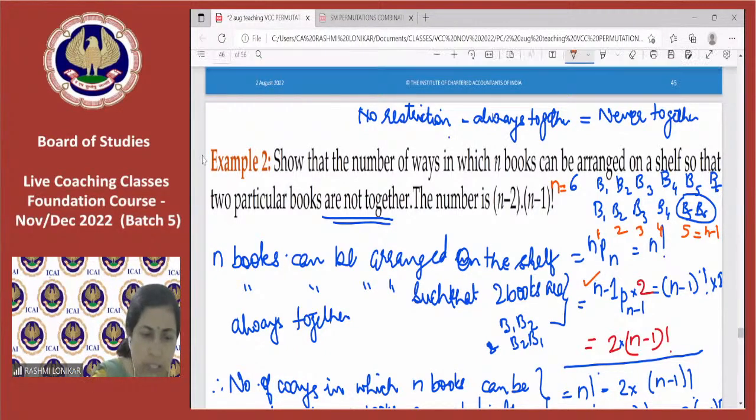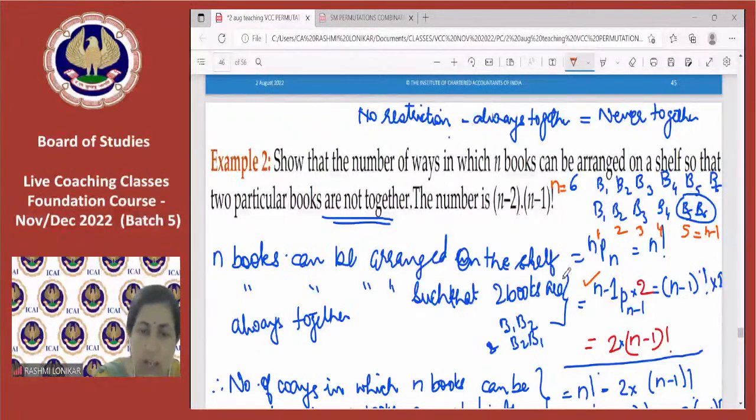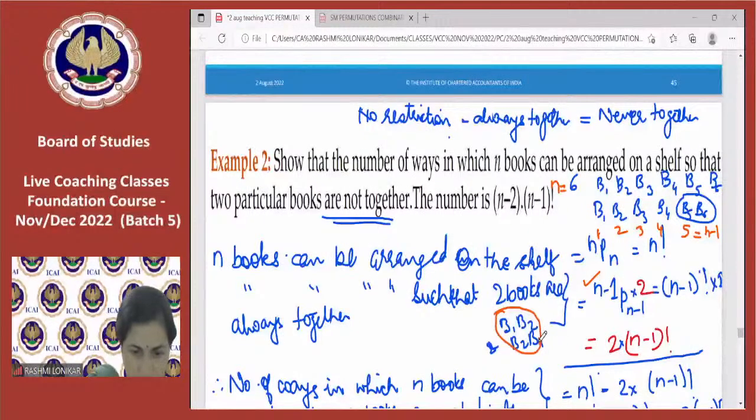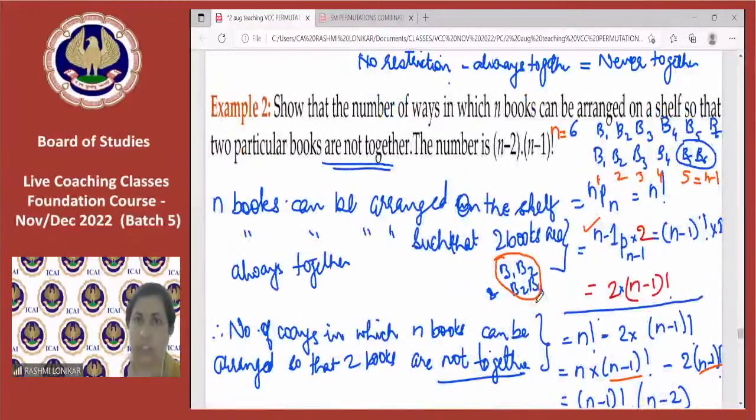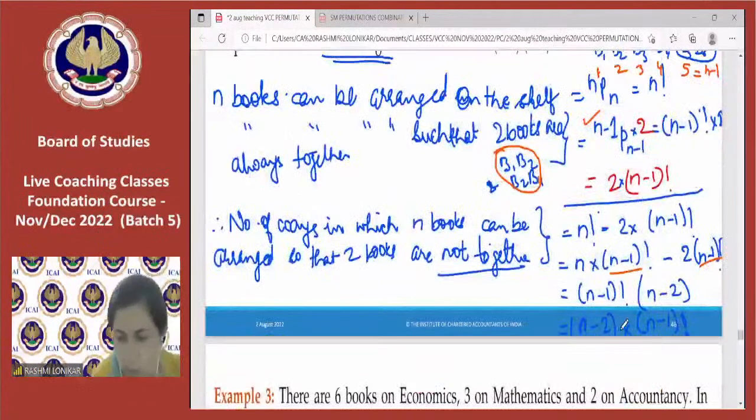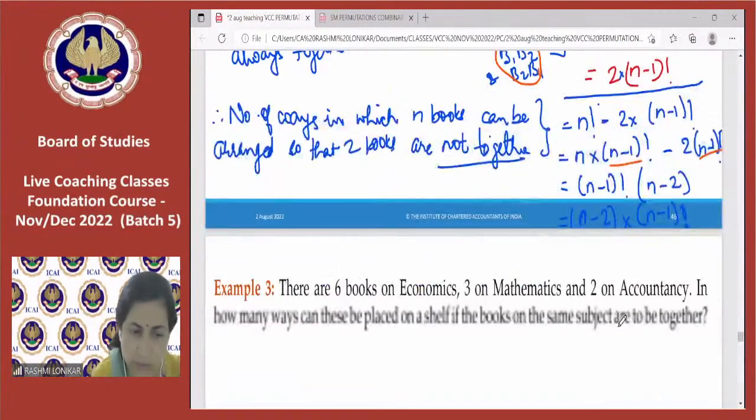See, n books can be arranged on the shelf with no restriction in nPn ways. With the restriction that two books are always together, it is n minus 1 P n minus 1 into 2. Why this 2? Because either I can have B1, B2 or B2, B1. When I subtract this restriction from no restriction, I get the condition that the books are never together. So the answer is n minus 2 into n minus 1 factorial. Okay, Zeba, understood?